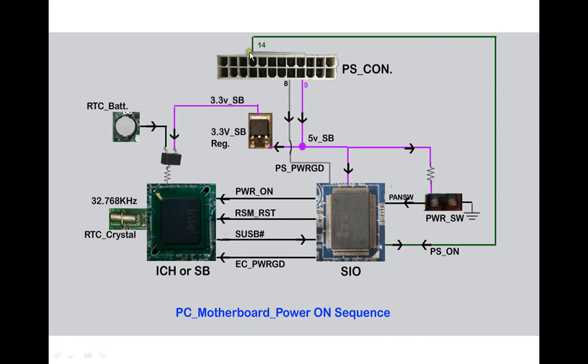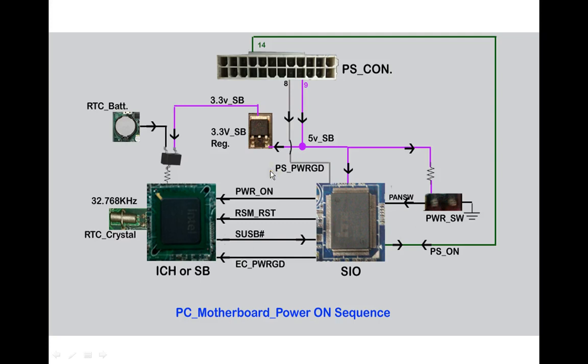Along with those voltages, from the 8th pin, the gray wire of the 20 pin connector, a 5 volts signal called the power supply power good signal comes out, which goes to the SIO chip. This signal informs the motherboard that the power supply is okay, and in turn the SIO chip releases a signal called EC power good or SIO power good signal, which is 3.3 volts, given to the south bridge.